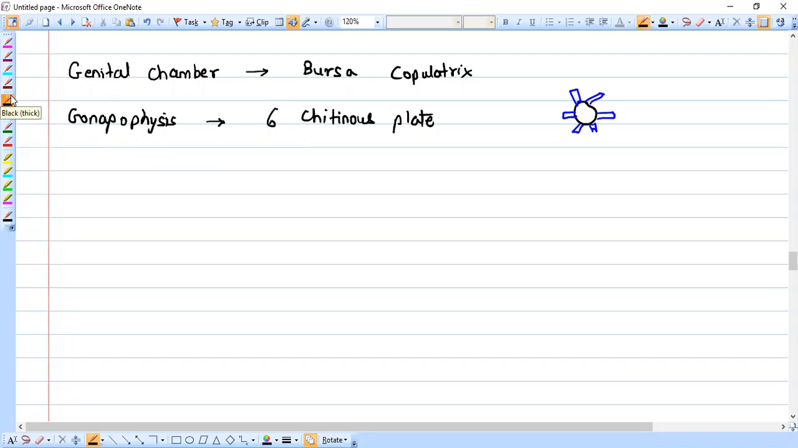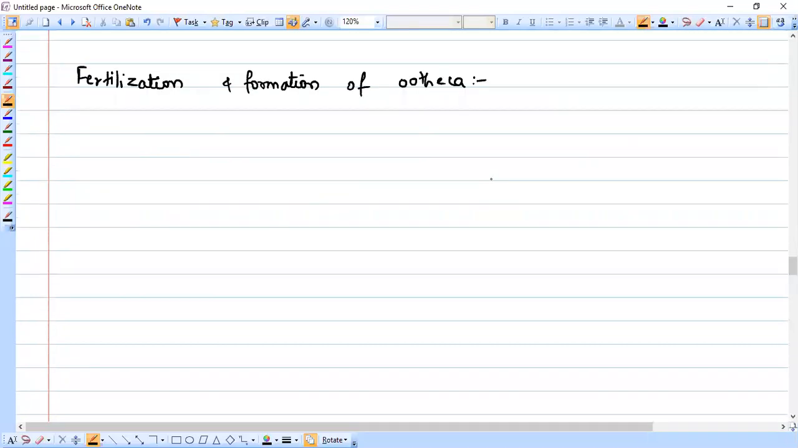Let's talk about fertilization and formation of Uthika. How the male and female cockroach come together, how they mate, that is what we need to understand. That is fertilization and formation of Uthika.